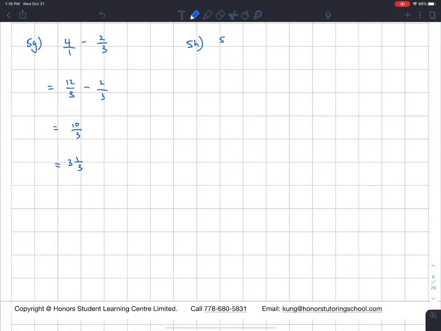5H. 5 over 36 minus 5 over 48. 36 and 48. We can divide both of them by 12. So the lowest common multiple is 12 times 3 times 4. We get 144. So 36 times 4 is 144. 5 times 4 is 20. 48 times 3 is 144. 5 times 3 is 15. And 20 minus 15 is 5. So 5 over 144 is the answer.